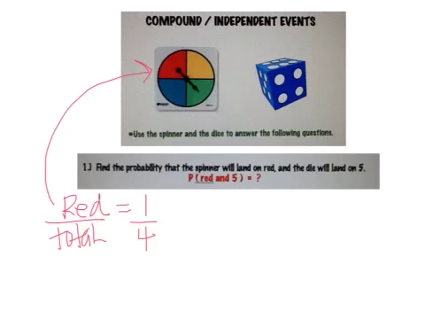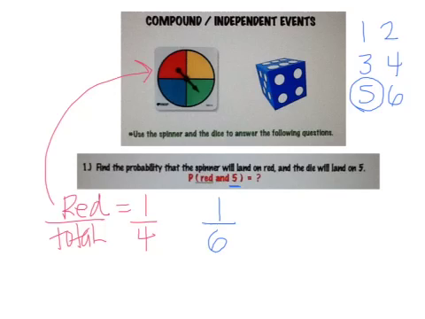Now the next thing I want to figure out is what is my chance of getting a 5 on a number cube? So I know a number cube has 1, 2, 3, 4, 5, and 6. And all I really want to get is the 5. So I'm going to circle what I want to get. I am looking for the number 5. There's only one of them out of a total of 6 numbers. So my chance of getting the number 5 is 1 out of 6.